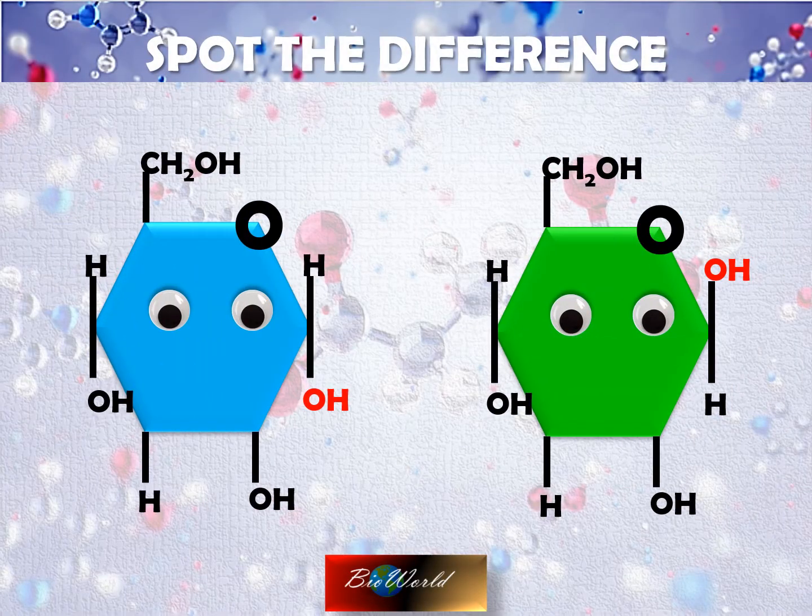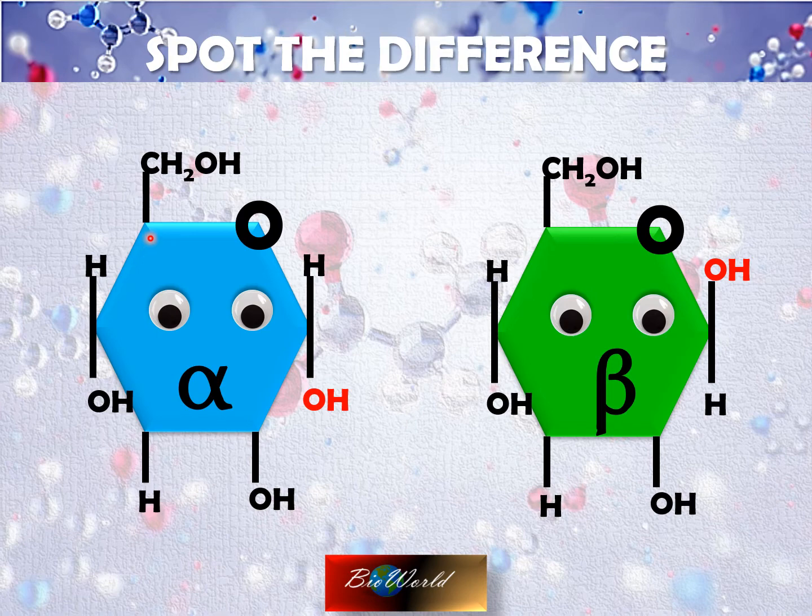Can you spot the difference? The clue is in the hydroxyl groups. Remember, if the hydroxyl group is below in carbon 1 and hydrogen is above, this will be alpha glucose. And when the hydroxyl group is above and the hydrogen is below at carbon 1, this is beta glucose.